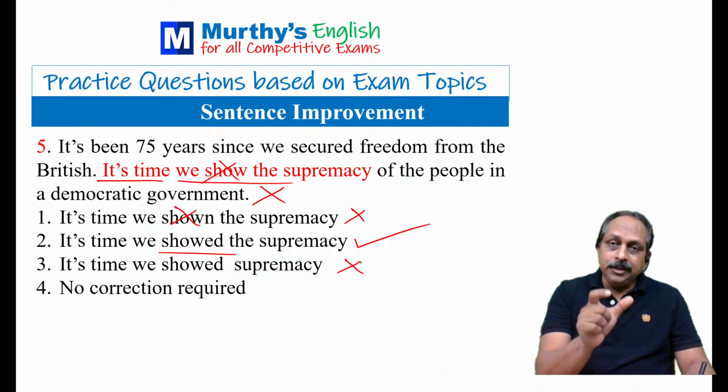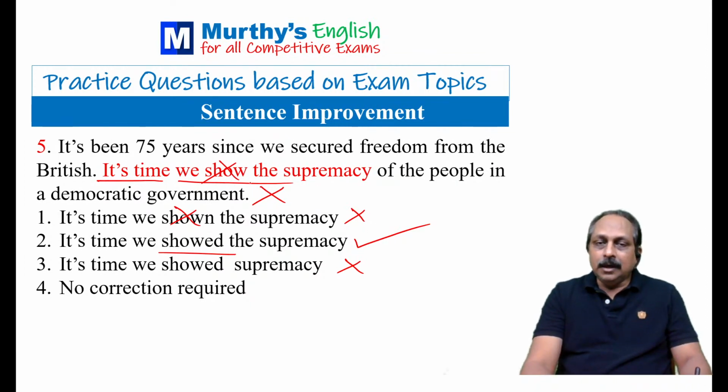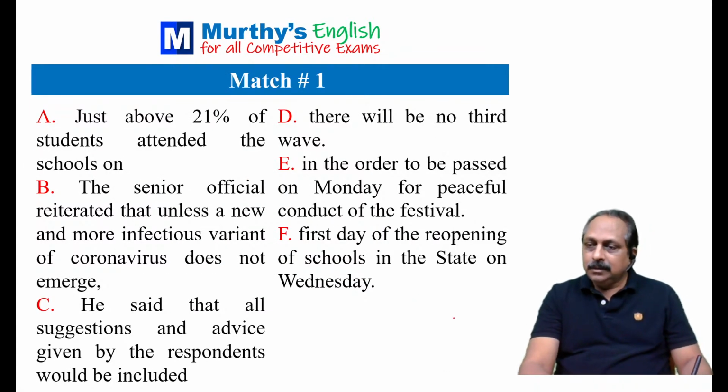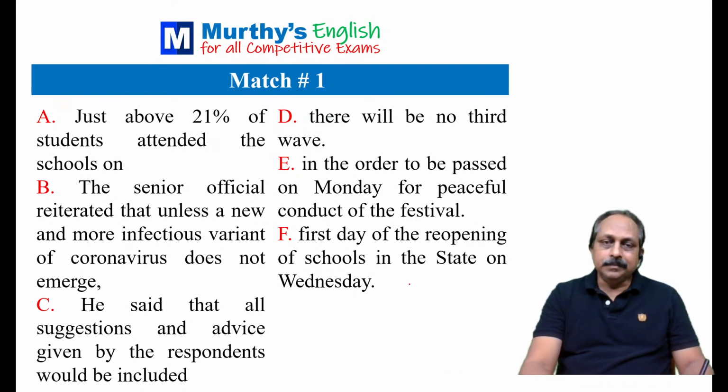Always remember, it is time, it is high time. These expressions take a clause in the past form, cannot be in any other form. Based on that, it is the second option. Has anyone got all the 5 correct? Sentence improvement. Don't use V1, V2, V3. Use present, past, past participle. That's a wrong approach, I have told many a time.